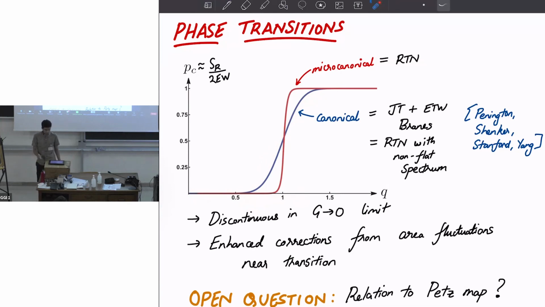And quite interestingly, this plot is identical to the one for the PETS map. So if you look at the fidelity of the PETS map, which succeeds in the connected phase and fails in the disconnected phase, even near the phase transition, the reflected entropy tracks that exact same probability. And perhaps there's a deeper connection to the PETS map, which we don't know yet, which arises from understanding the reflected entropy in terms of some reconstruction map.